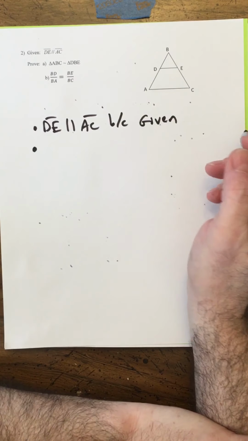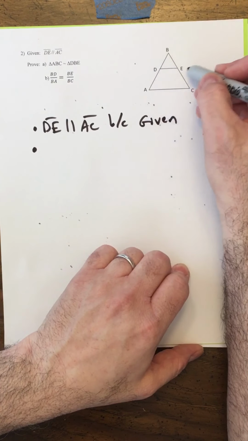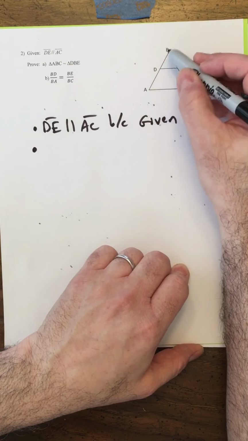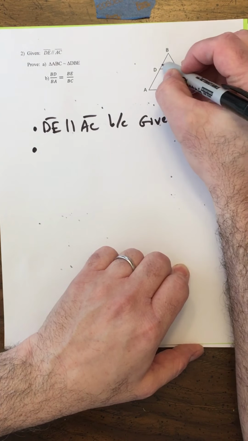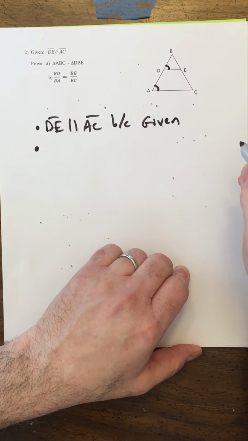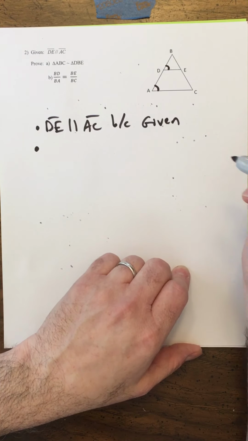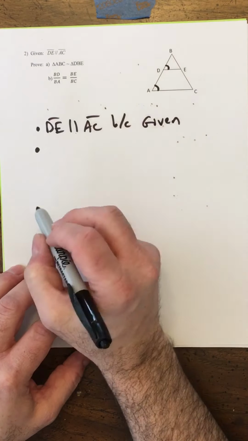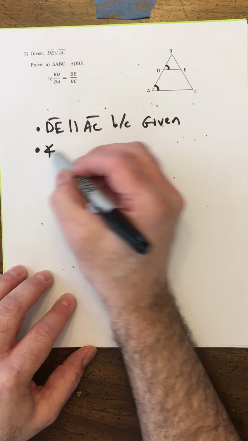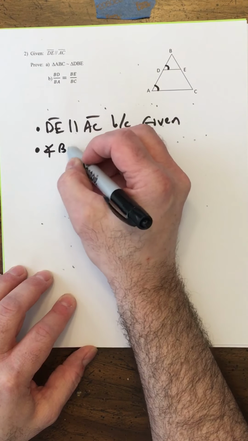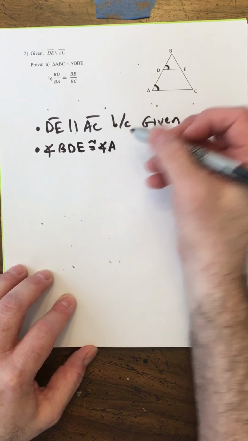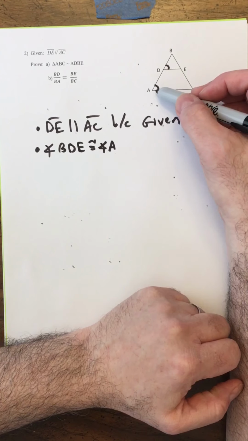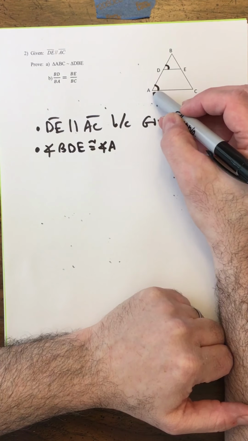Now, what does that give us? Well, we have parallel lines here. We can consider that line like a transversal. So when two parallel lines are cut by a transversal, what kind of angles are congruent? Corresponding angles are congruent. So we're going to say angle BDE is congruent to angle A. By the way, we only have to name A with one letter because there's no confusion. There's only one angle by A.